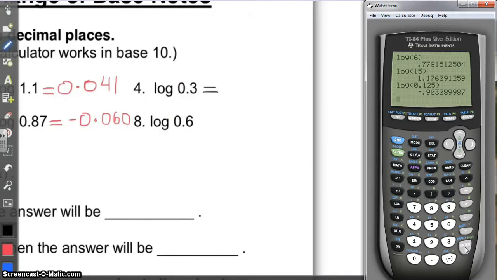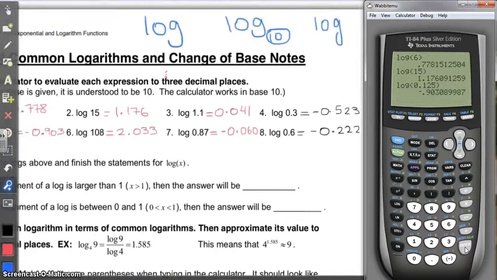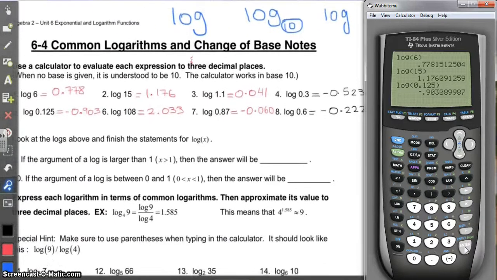Log of 0.3 is going to be negative 0.523. And there is no reason for me writing in black, it's just the pen switched, so there's no significance for that. Log of 0.6 is negative 0.222. So that was pretty simple. You just put it in the calculator and it gives you the answer. So let me make this smaller so you can actually see the whole thing.